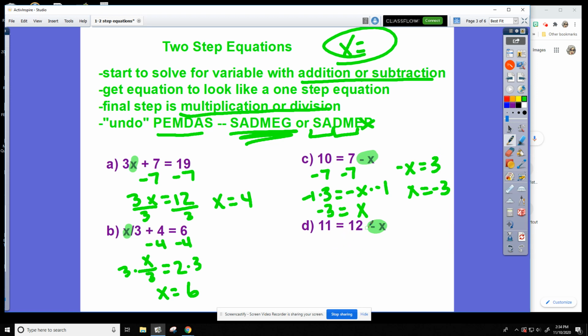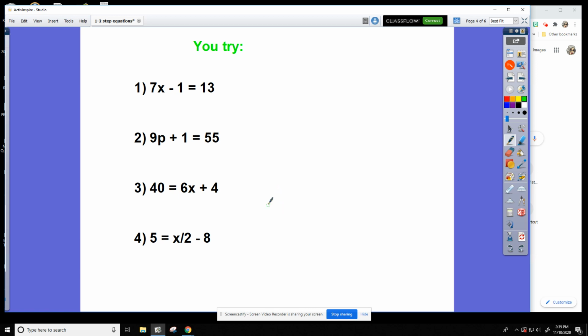Now this one, you know 12 minus what is 11? Well, I'm going to move the 12. -1 equals -x. I don't want -x. I want positive x, so that's going to make that a +1. Okay, so now you try. I'm going to go ahead and pause it, and you try them, and I'm going to do them now so you can check your work.